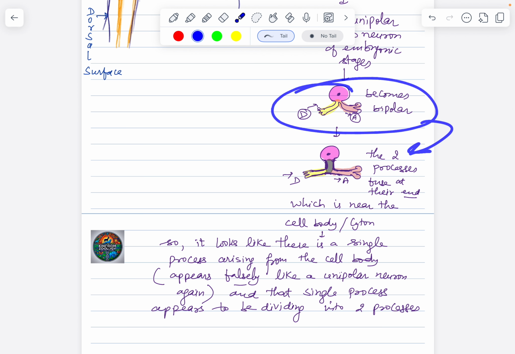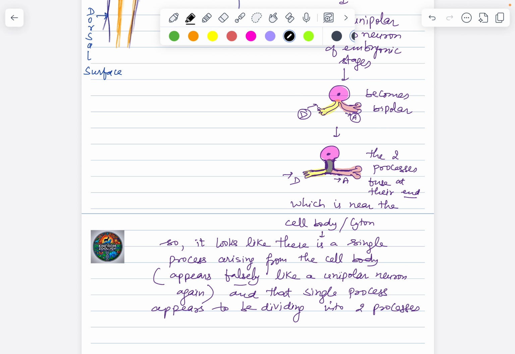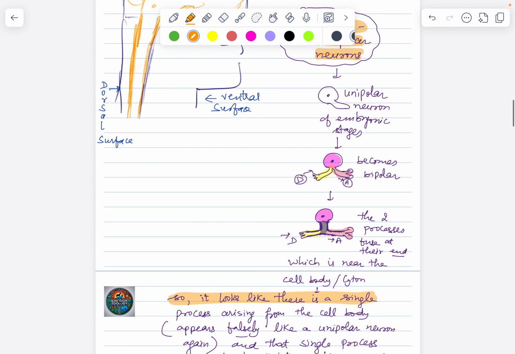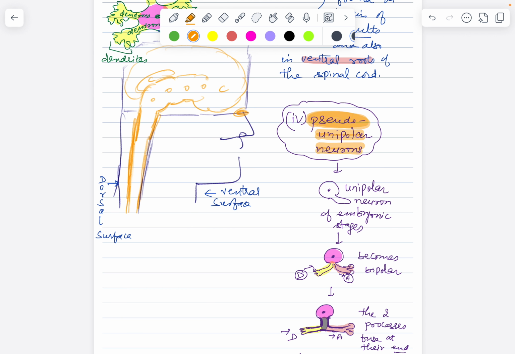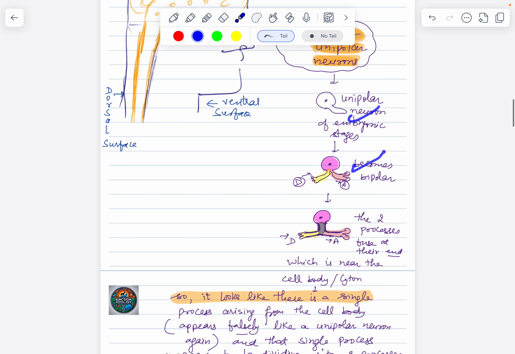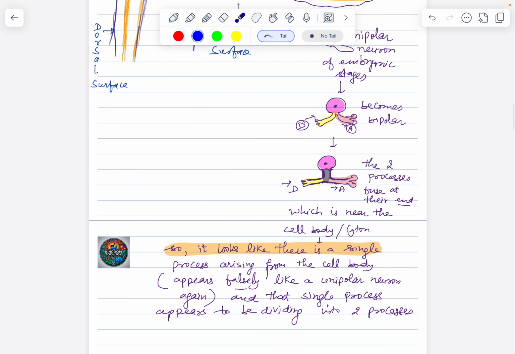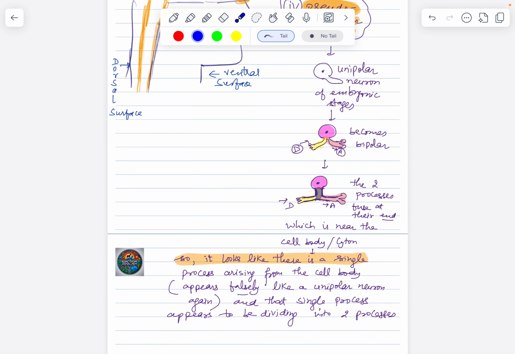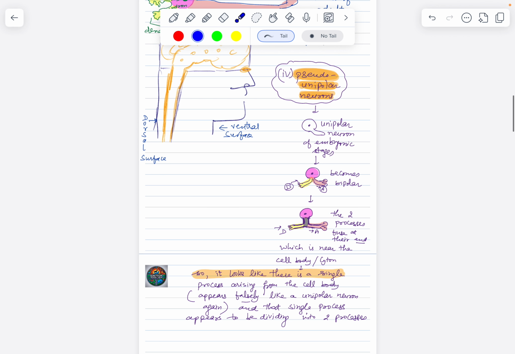After becoming bipolar, it has again started looking like unipolar. Since it is just looking like a unipolar neuron only, what is the name? Pseudo unipolar. A neuron that falsely looks like a unipolar neuron. A unipolar neuron of the embryonic stages had become bipolar, but once again started looking like a unipolar neuron. That's pseudo unipolar. And where are such neurons found in our body? Only at one place. What place?